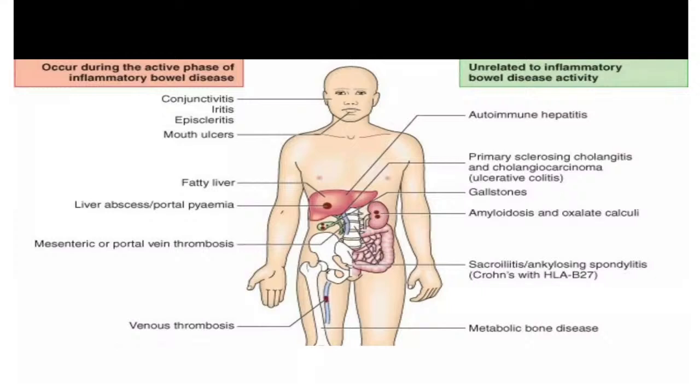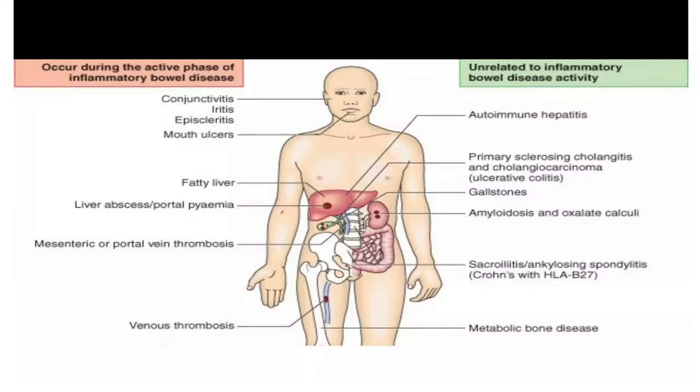While there are certain features which are unrelated to the activity. These features are autoimmune hepatitis, primary sclerosing cholangitis, ultimately leading to malignancies such as cholangiocarcinoma, gallstones, amyloidosis, oxalate calculi, sacroiliitis, ankylosing spondylitis, Crohn's with HLA-B27 positivity, and then metabolic bone disease. These are not related to the activity. So there are certain features which are related to the activity of the disease, while there are certain general features which are not related to the activity of the disease.